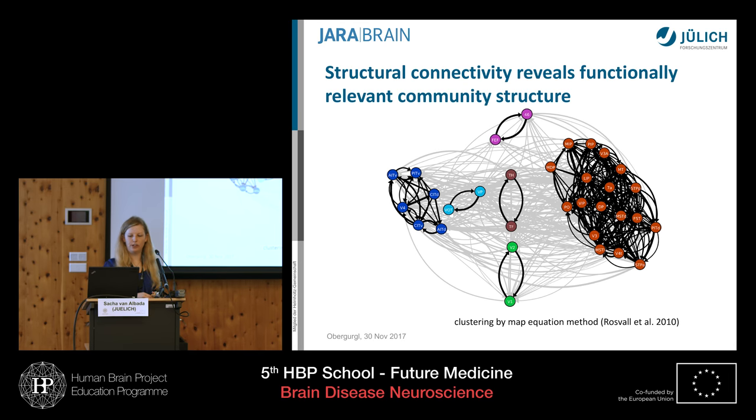As a sanity check, we looked at the community structure of this model, of the area level graph, and just saw that there are reasonable clusters in the connectivity. So the frontal regions cluster together, and then here you have parahippocampal areas, early visual areas. Here you have the ventral stream that is involved in object recognition, and the dorsal stream areas that are involved in recognition of movement.